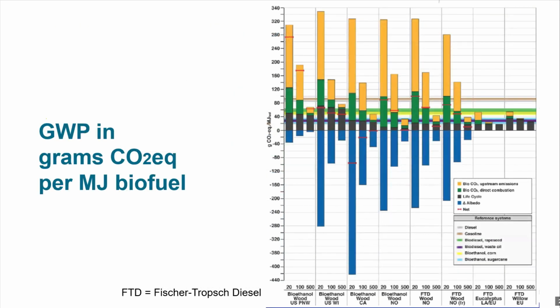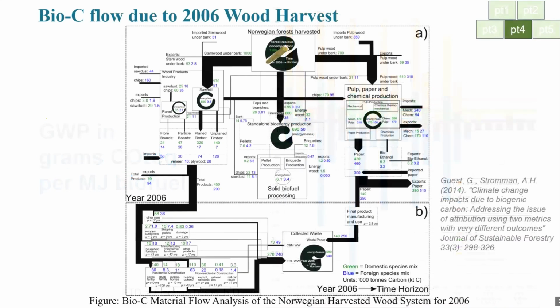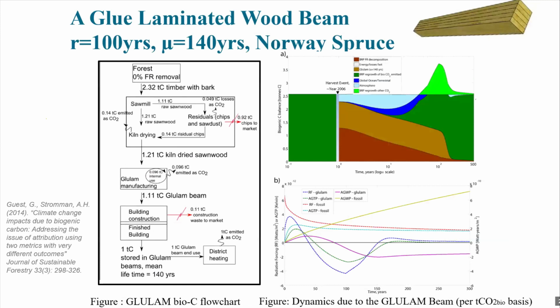I think I'm going to skip a little bit of this because my time is kind of up, but you can also apply it to the life cycle of a glue laminated beam. If you think about it going through the life cycle, this is just a material flow analysis for a given year of biocarbon flow of wood harvest in Norway that I did a few years ago. And so, yeah, you can do the same thing with a case study.